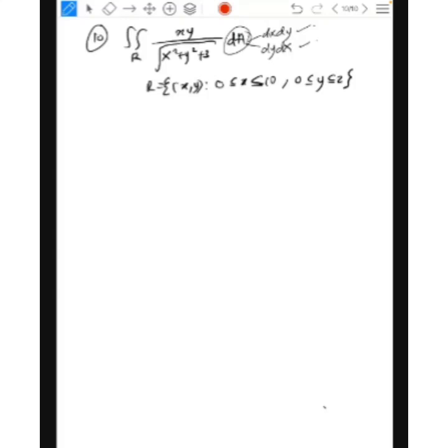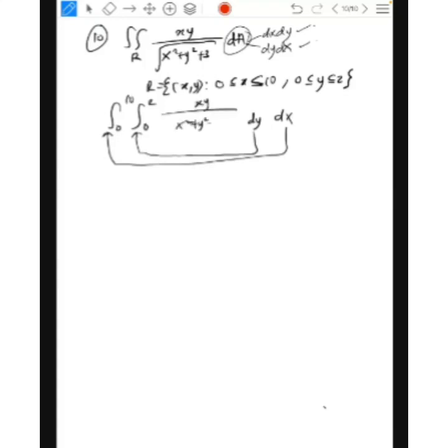Okay, so for this question, sama ada you pilih dx dy ke dy dx ke sama juga. Okay, you still have to use substitution because there's x and y in the numerator and x and y in the denominator as well. Okay, so we have to use substitution. Let's say I choose to do dy dx. Then my first limit would be for y, 0 until 2. My second limit is for x, 0 until 10. So xy over square. Okay, then use substitution.